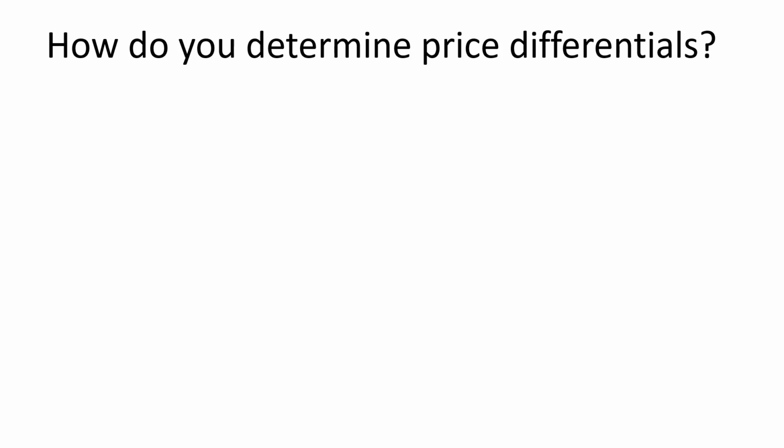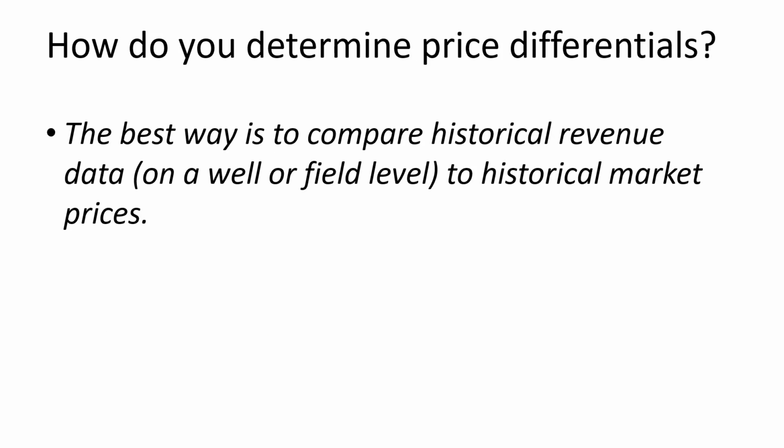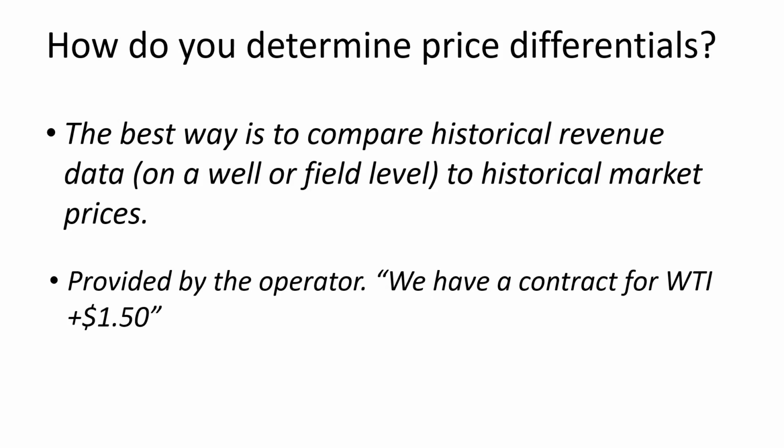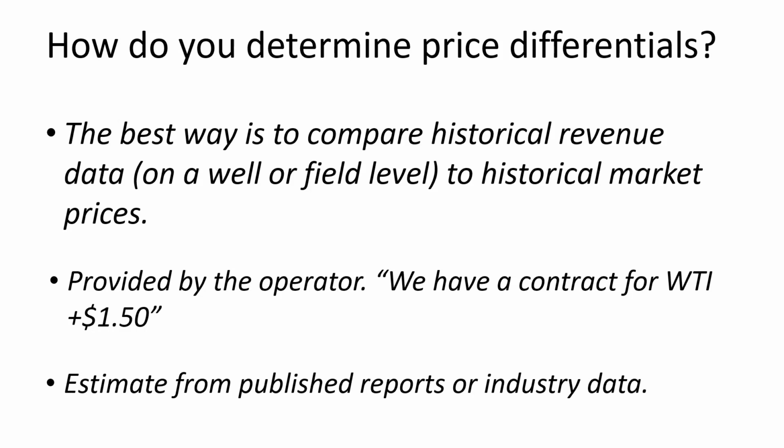So how do you determine price differentials? The best way is to compare the historical revenue data to your historical market data. But sometimes you don't have that, and you may have a new well that has no history, and the operator says, well, we have a contract that we're going to get $1.50 over West Texas Intermediate. So you would just use that. And then sometimes you have to use public data or published reports, or in this basin we know they're getting this price, so you can use published data. So you have to come up with differentials some way.